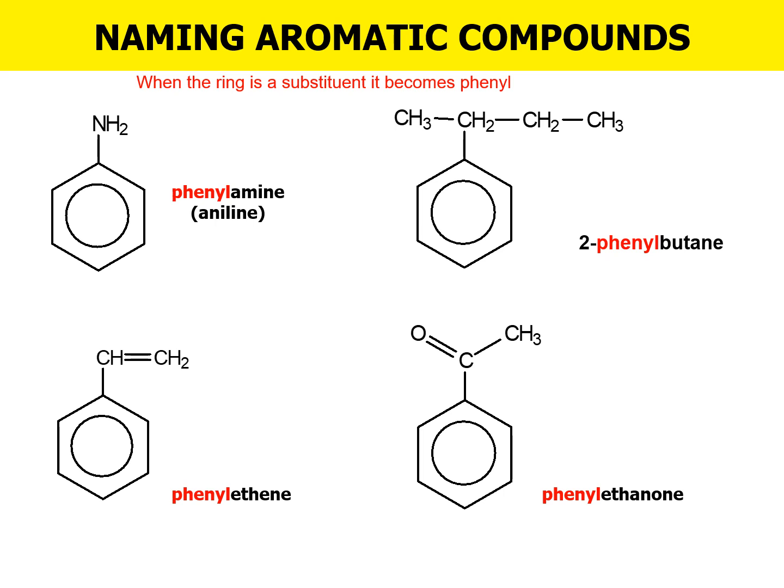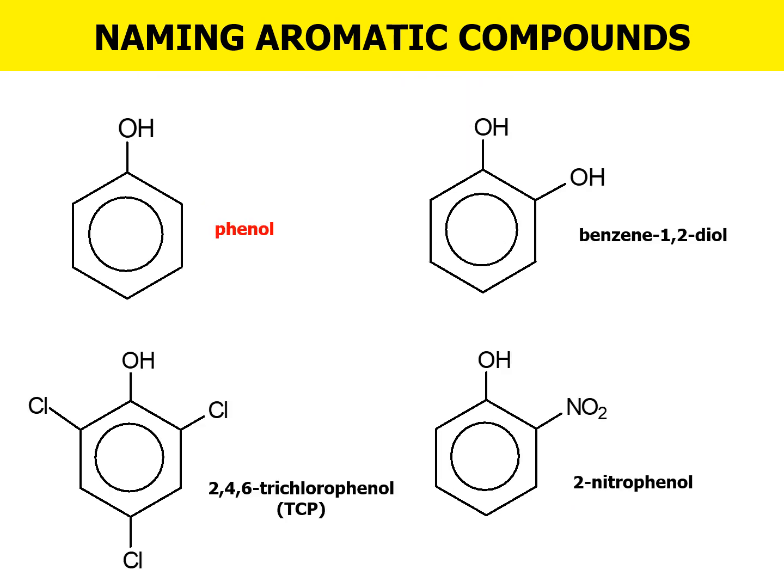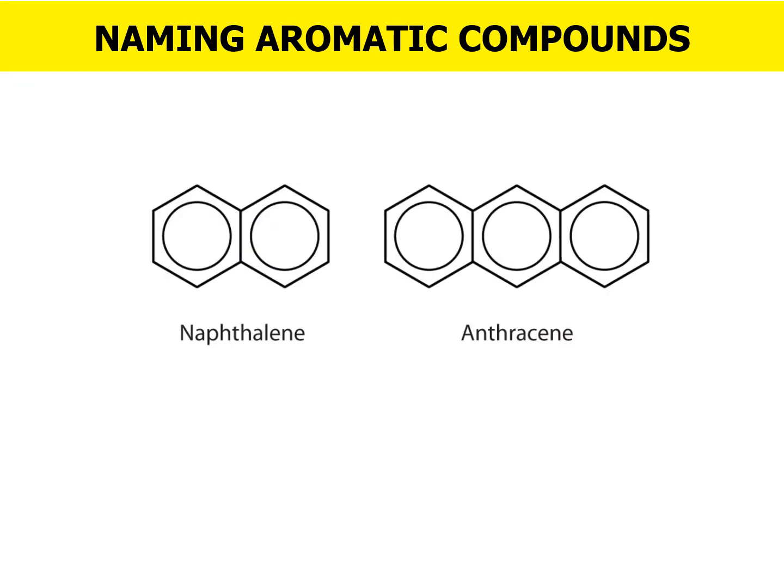We're going to meet phenylamine in Unit 2. It's also referred to as aniline. And in this topic, we are going to find reactions where we form phenylethanone. When we have an OH group on a benzene ring, the molecule is now named phenol. We can get aromatic compounds with more than one benzene ring. Two benzene rings is referred to as naphthalene and three benzene rings as anthracene.